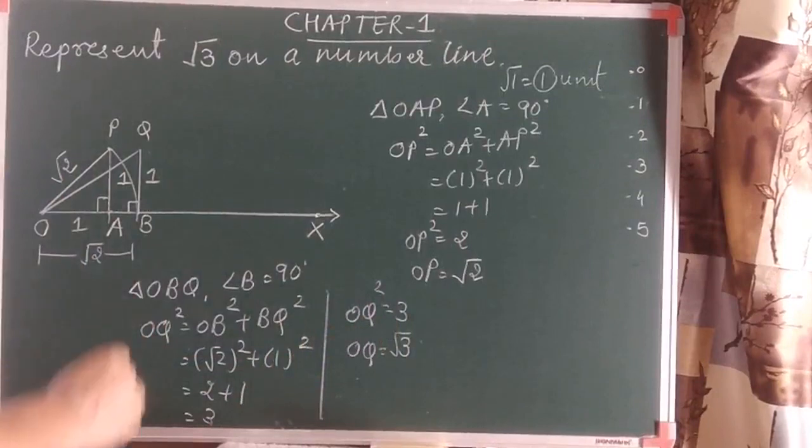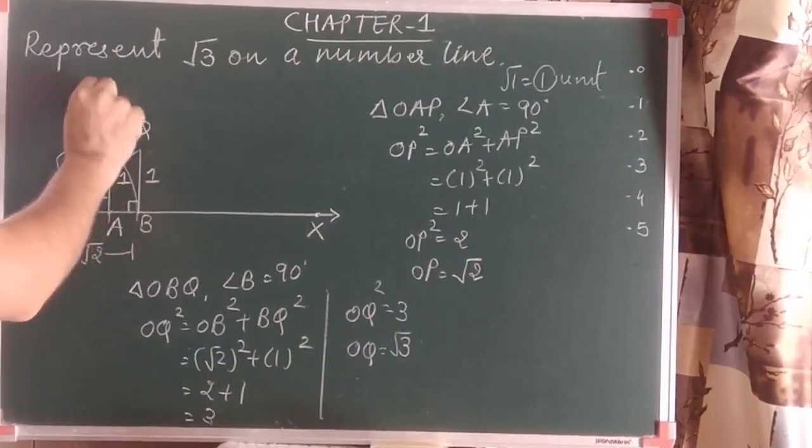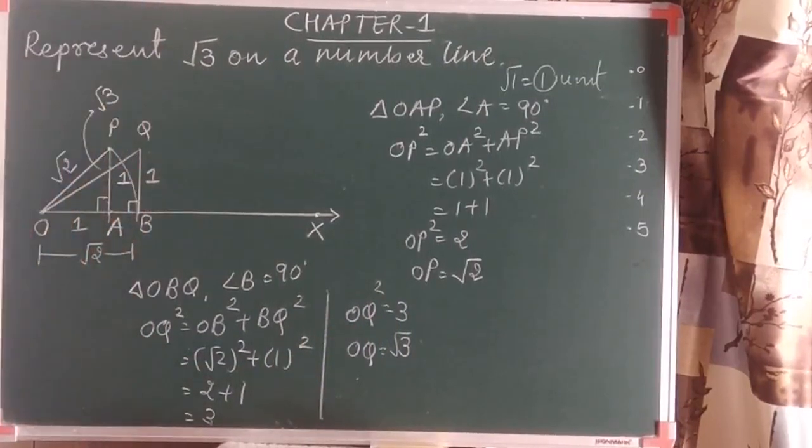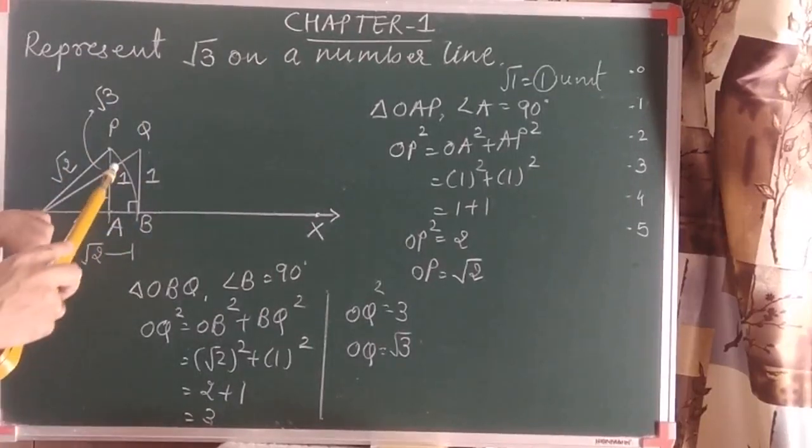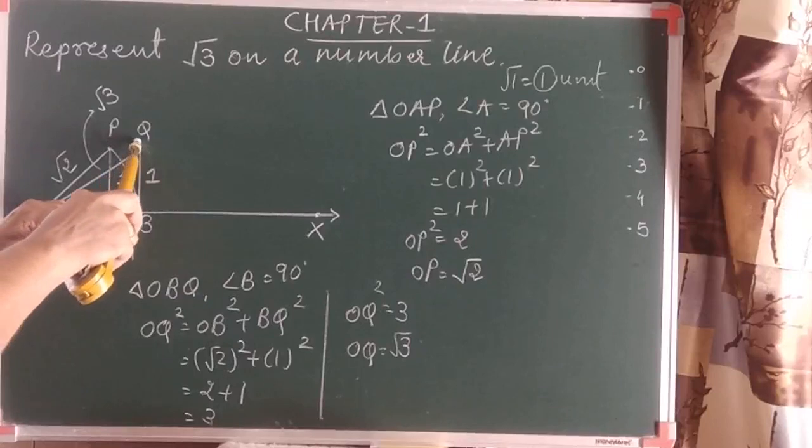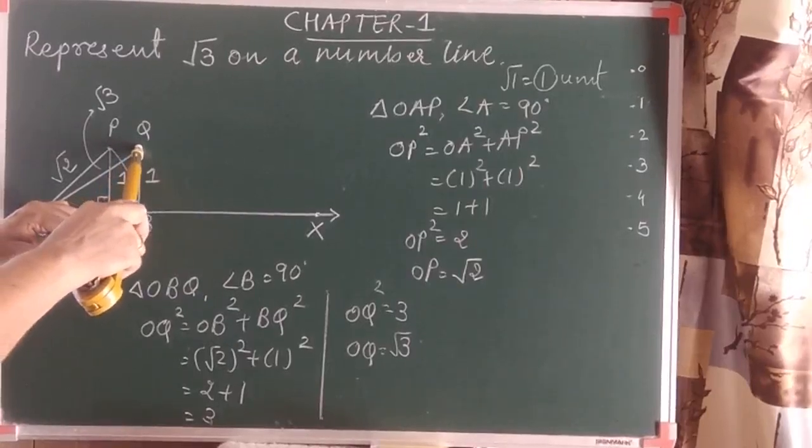So this OQ is root 3, which is what we require. Now we'll again take the length of OQ as the radius, and let us draw an arc.